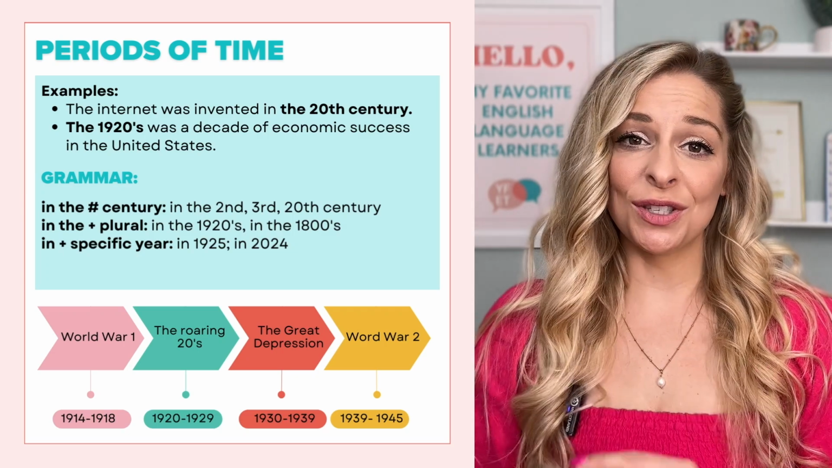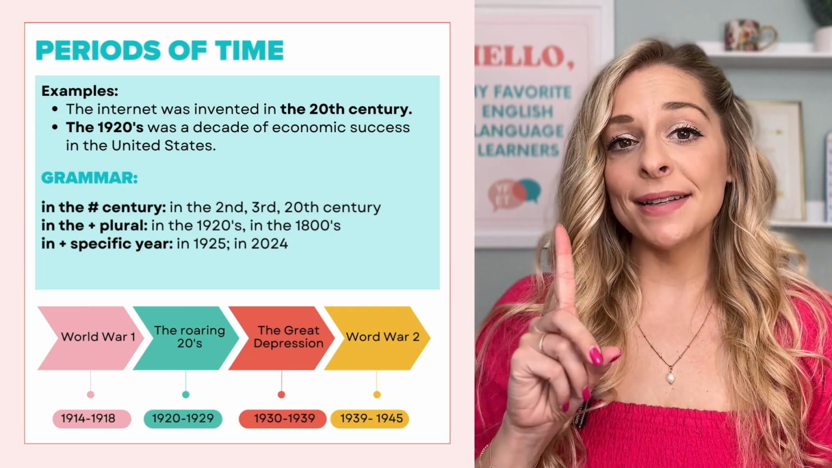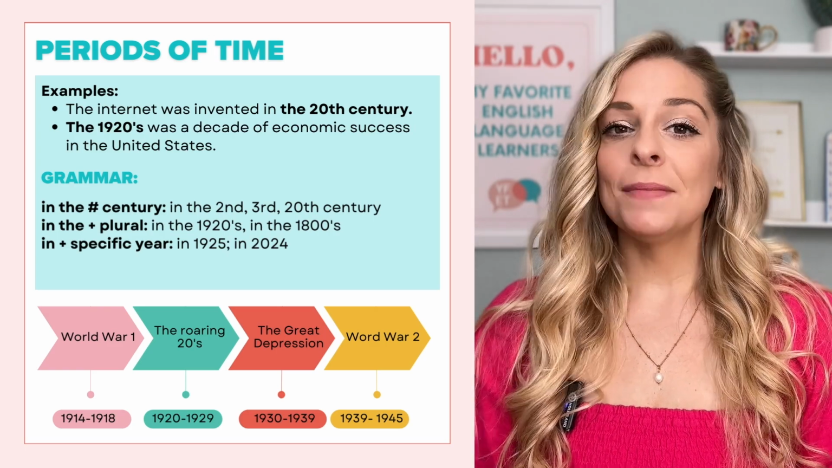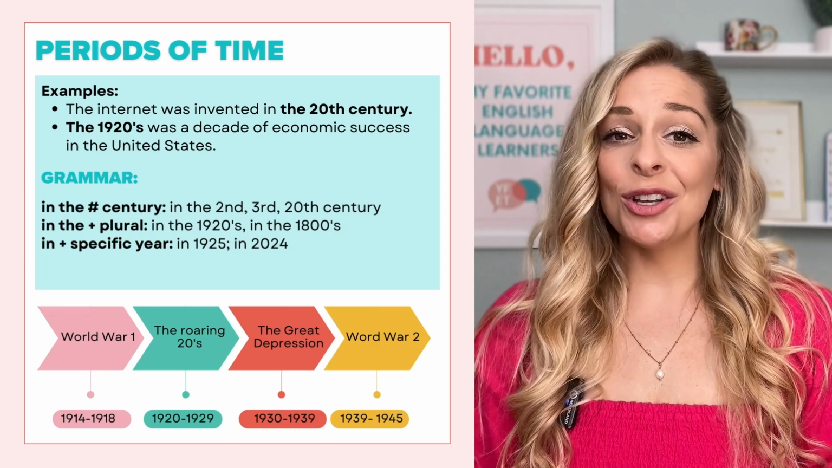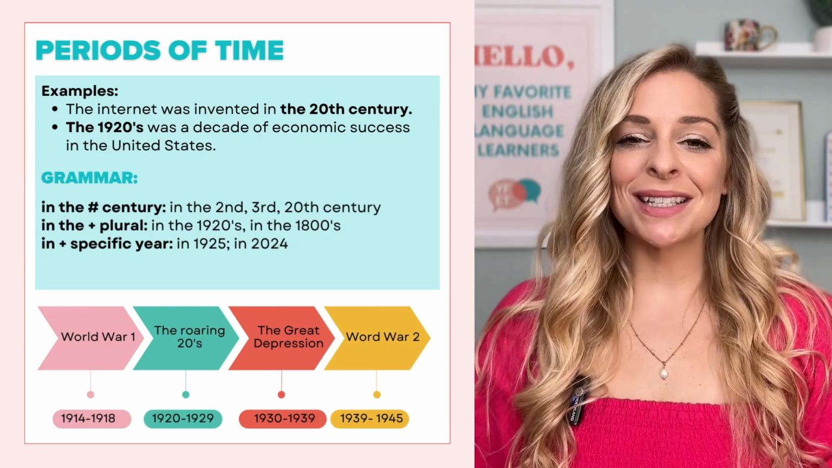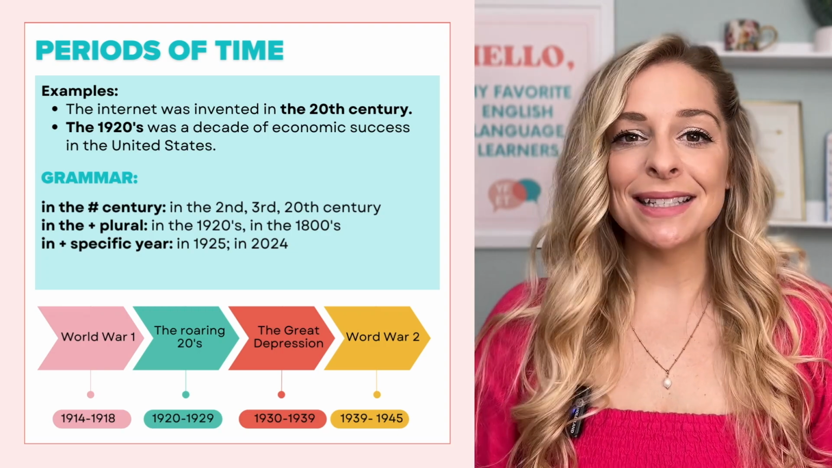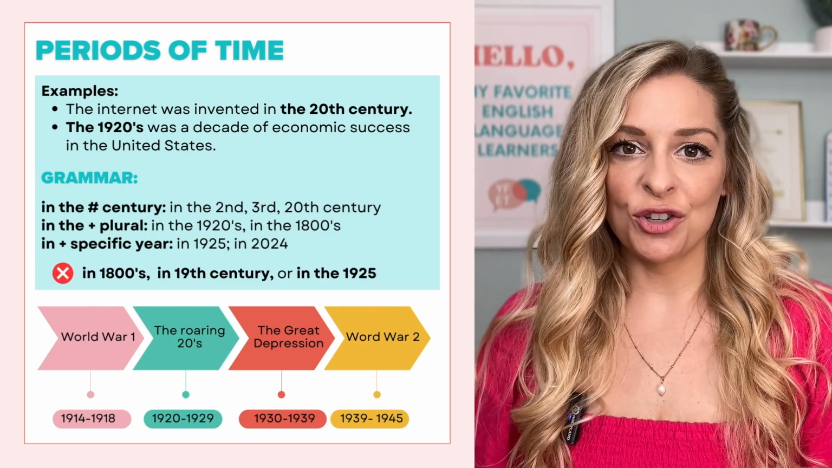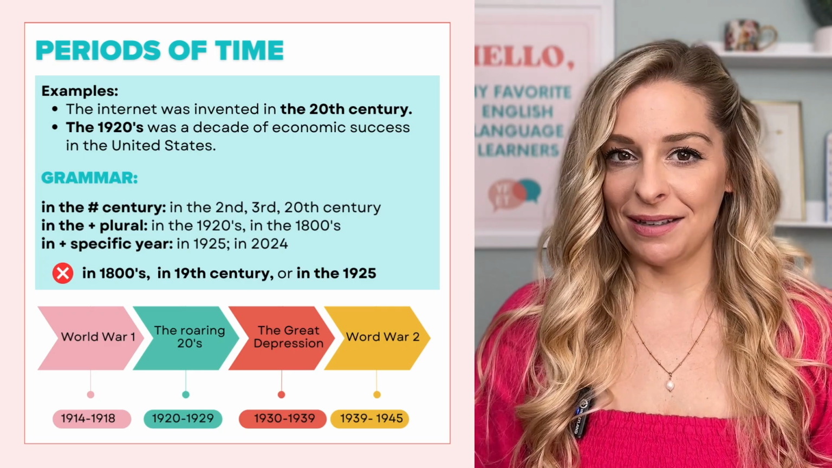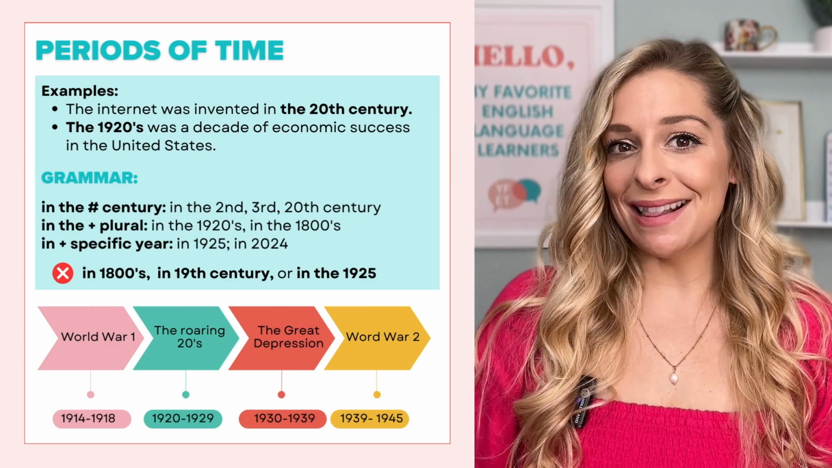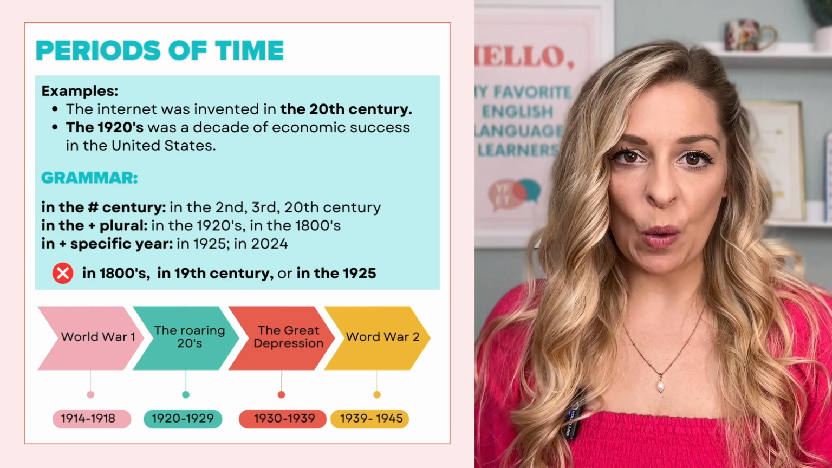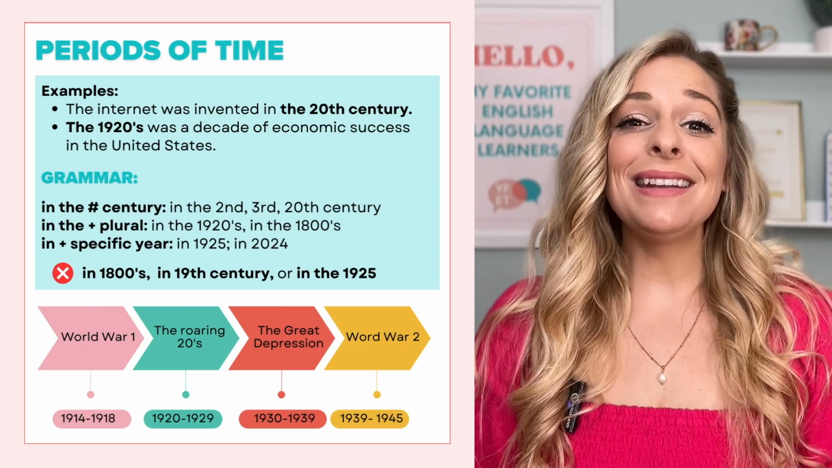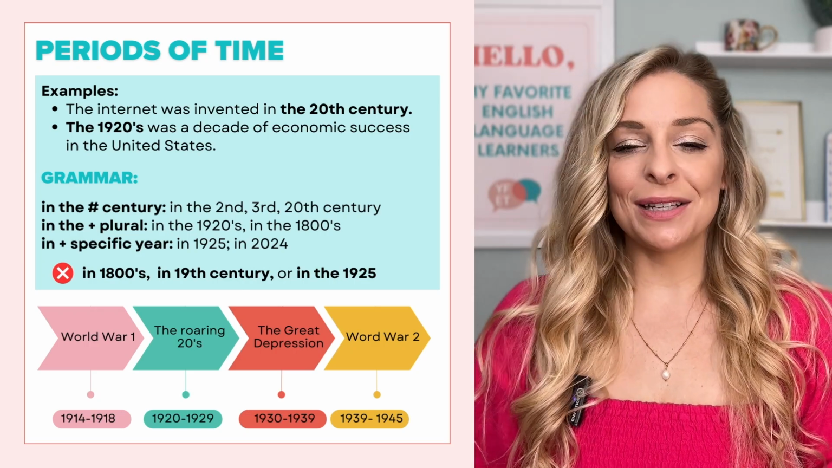But you will not use the word "the" when talking about one single specific year. So we say in 1925, in 1800, in 2024. The common mistake that I often see my students make is saying something like "in 1800s" to talk about the entire century. You need to say "in the 1800s." Or they will say "in 19th century" to talk about the century as a whole. Or they might say "in the 1925" instead of "in 1925" for that one single specific year.